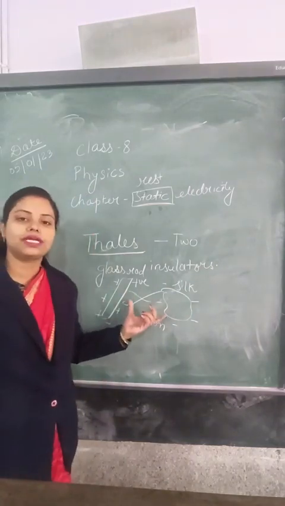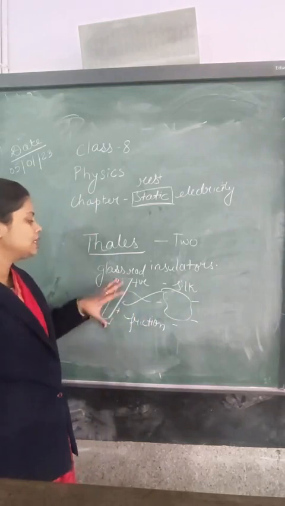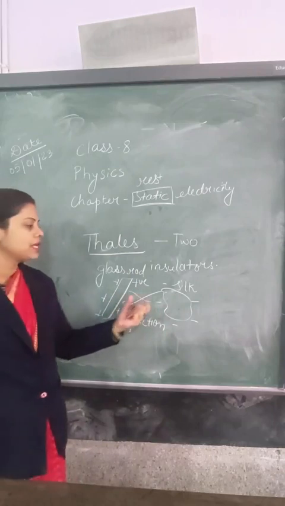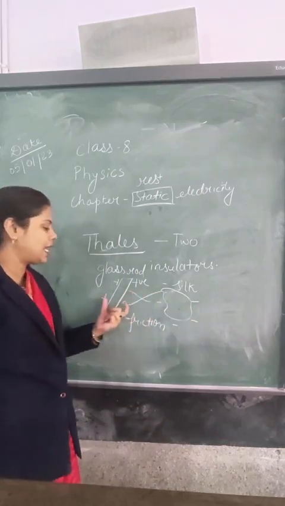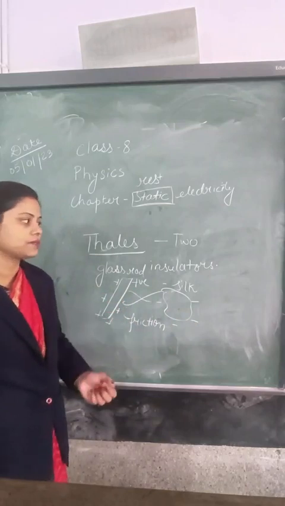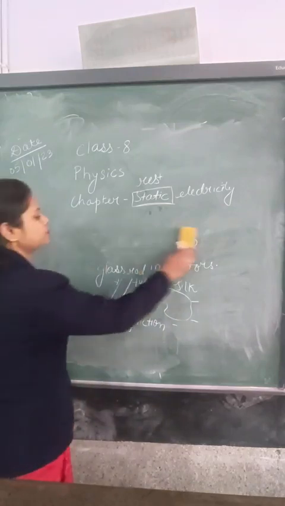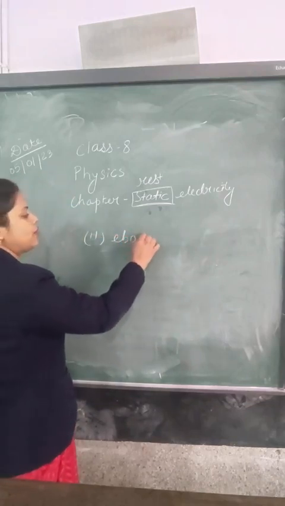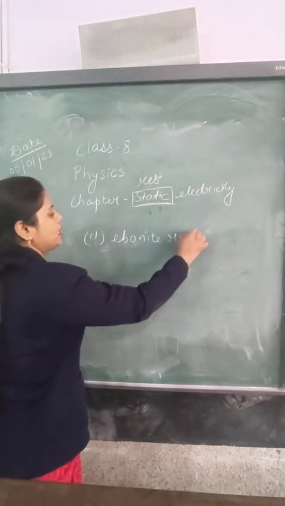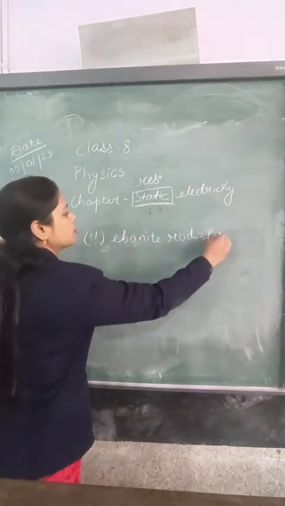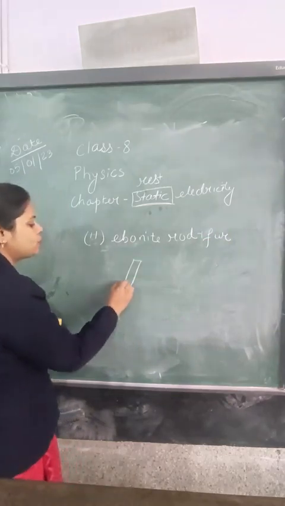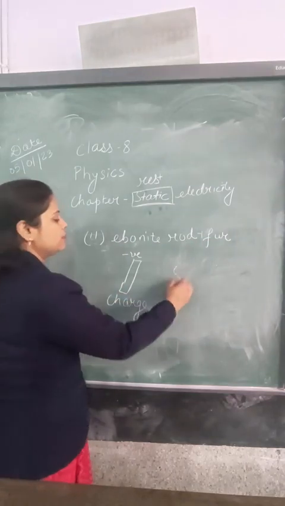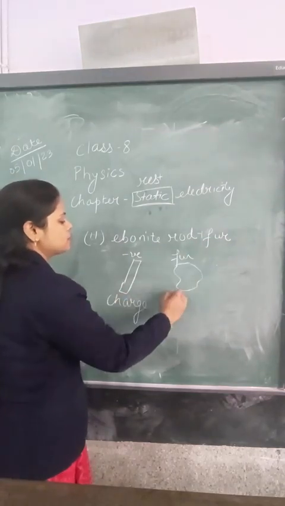So this is the first example that we are going to study in this chapter, the friction of silk and the glass rod. When they are rubbed together, the silk acquires a negative charge and the rod acquires a positive charge. The second example is the friction between the ebonite rod and fur. When the ebonite rod is rubbed with fur, the ebonite rod gets the negative charge and the fur gets the positive charge.